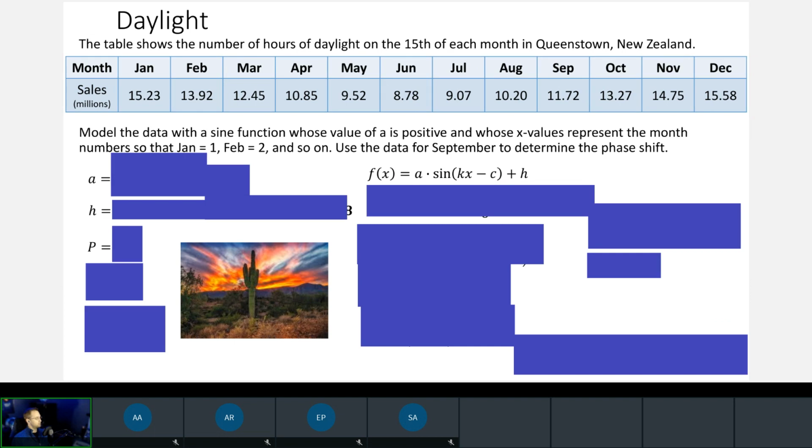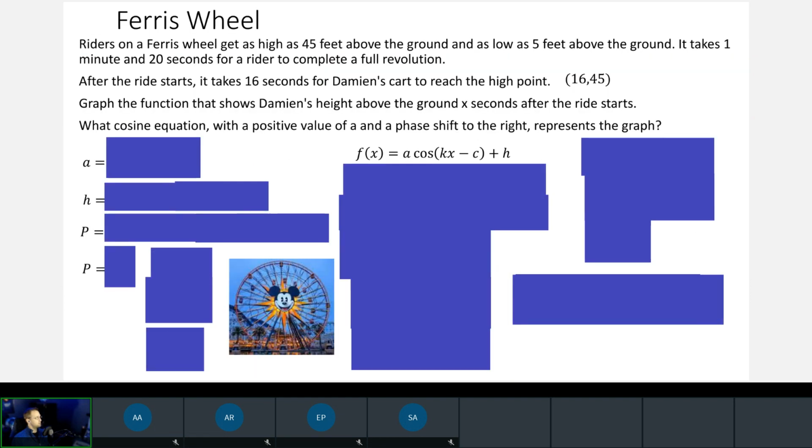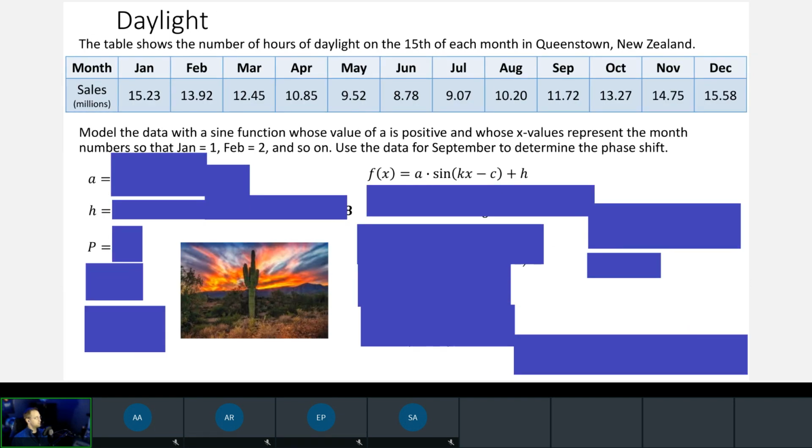All right, daylight. Let's see. Okay, we got 2 examples left. It's going to be a long lesson, guys. All right. That's a good picture. I found that on Google.